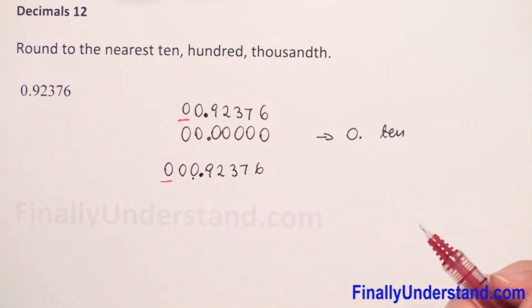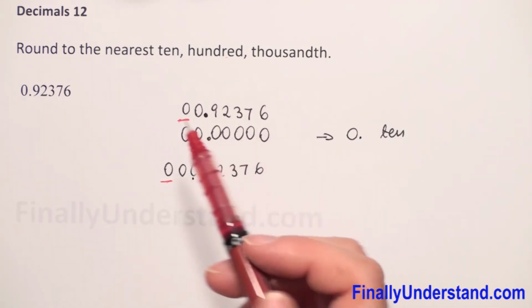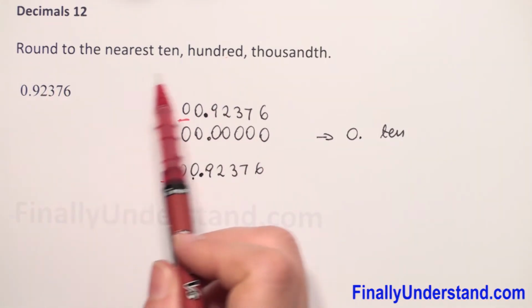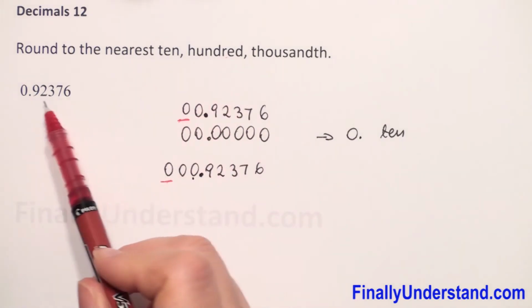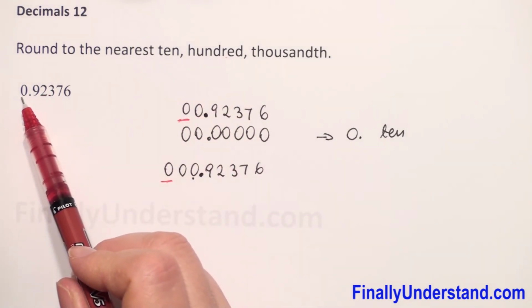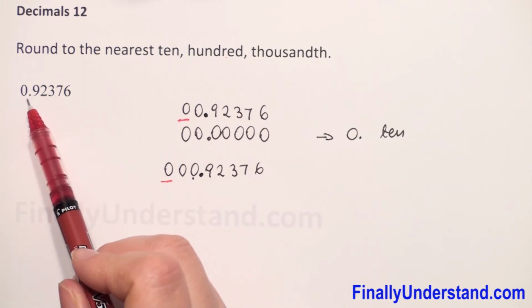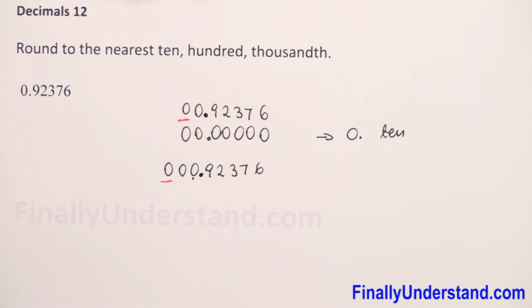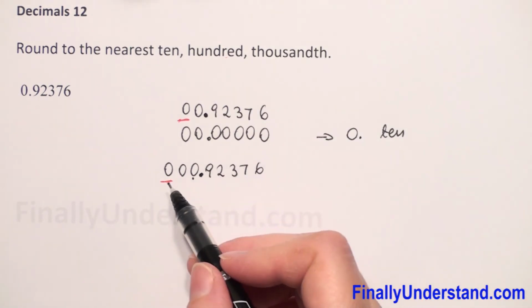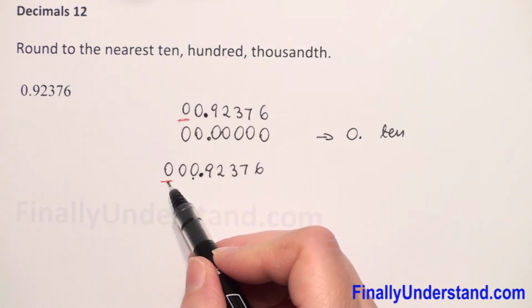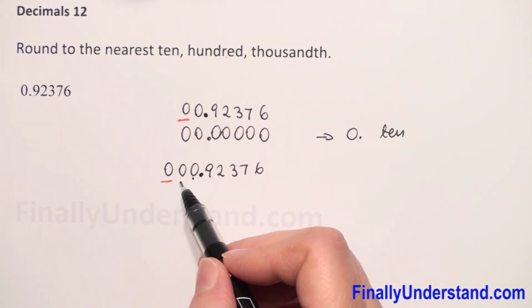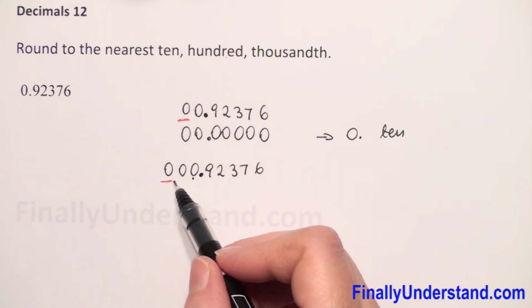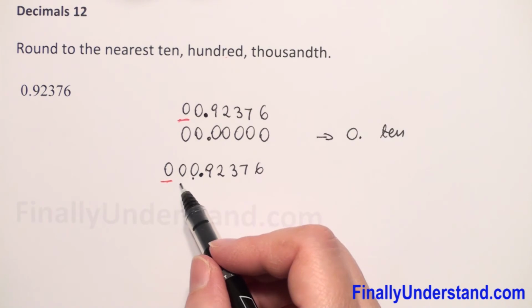We have 0, 100. When we look at this number, when we round to the nearest 100, of course it will be 0 because we have 0.9 and something. But let's do this. We underline our 100. Next we have to check the digit which is after our underlined digit. We have 0. When we have less than 5 after the underlined digit, what do we have to do?